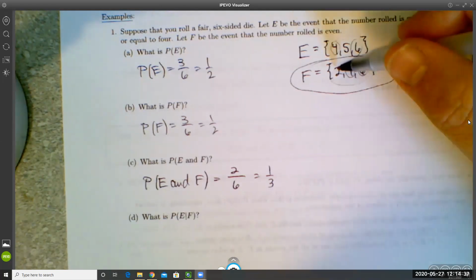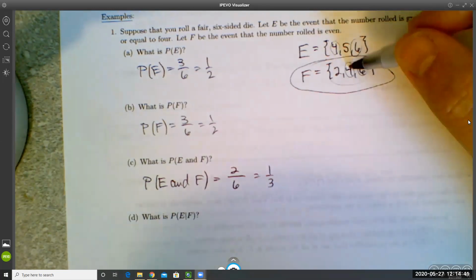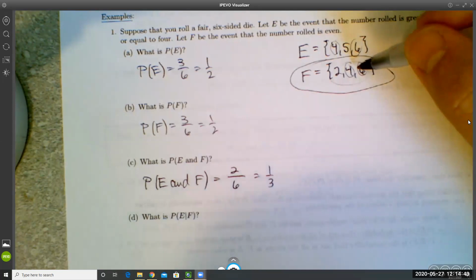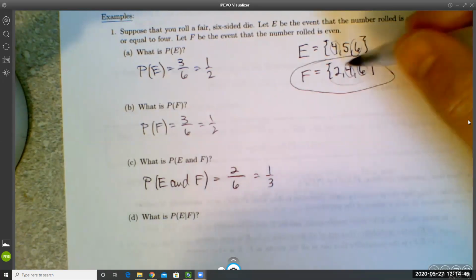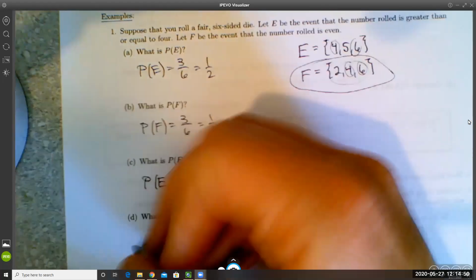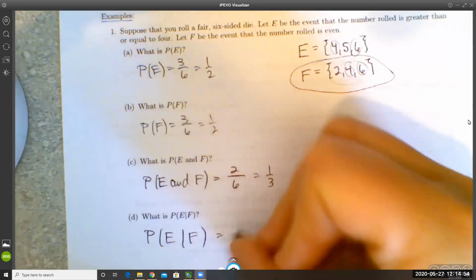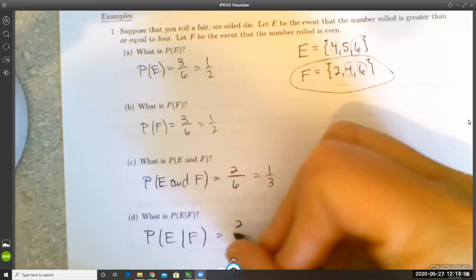Well, if you happen to roll a 2, then E does not occur. But if you roll a 4 or a 6, then E does occur, right? So there are 2 ways that E can occur if you know that F has occurred. So probability of E given F, 2 ways that E can occur.